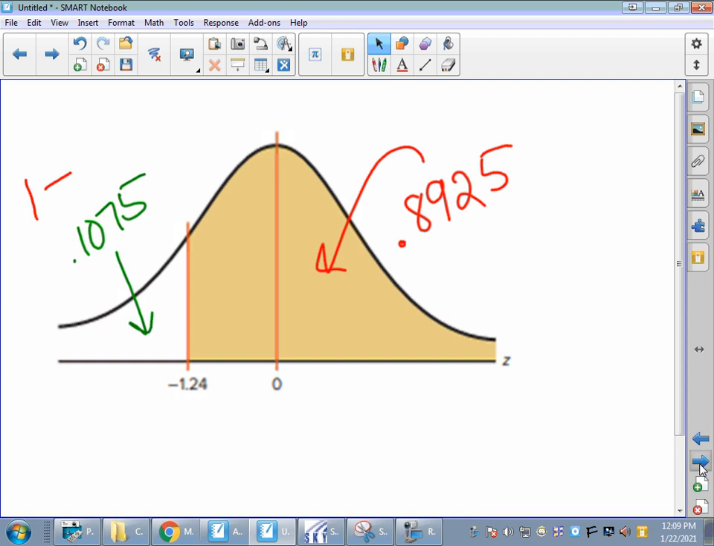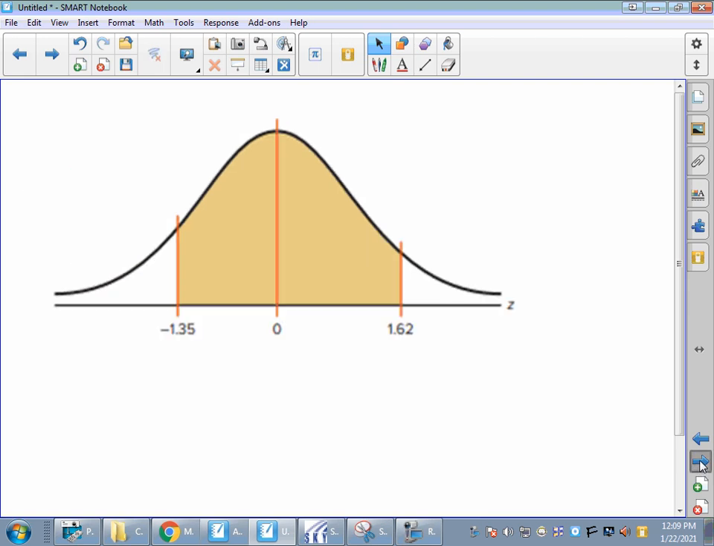Does it make sense to you that it's 89.25% of the curve? Yeah, right, because it's the larger portion. Everybody knows that a z-score of 0 is what area? If I said find the area to the right of a z-score of 0, you would know what that was, right?